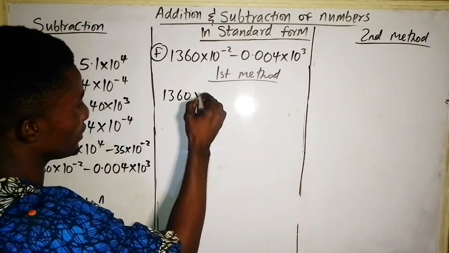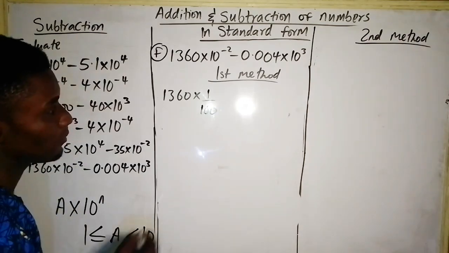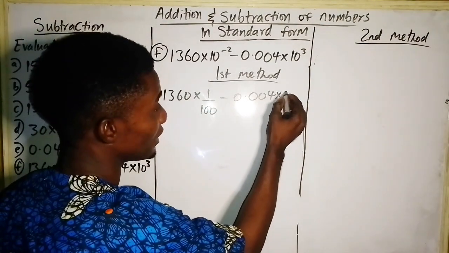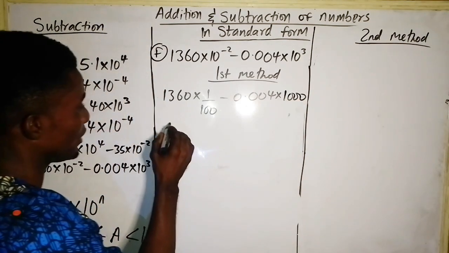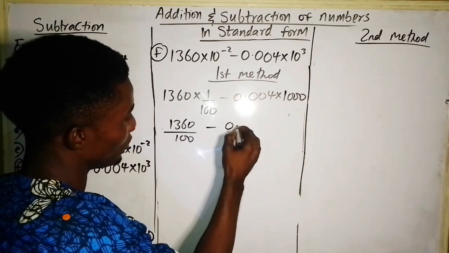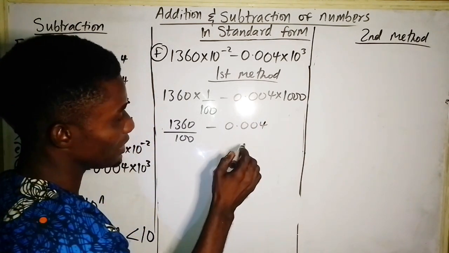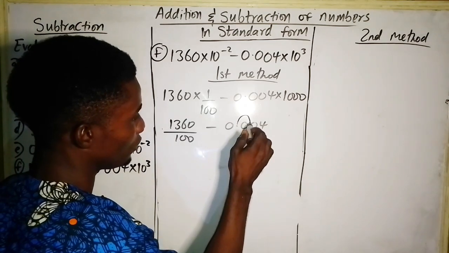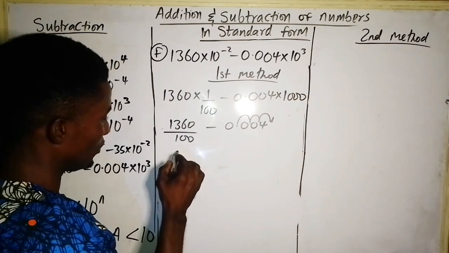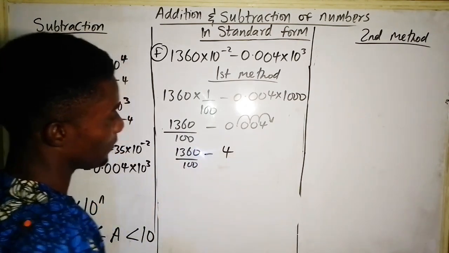We have 1360 times 10 raised to power minus 2, which can be expressed as 1 over 100, minus 0.004 times 10 raised to power 3, that is 1000. So we have 1360 divided by 100 minus 0.004 times 1000. If we multiply this by 1000, we move the decimal point 1, 2, 3 places. This will give us 4. Therefore, we're going to be having 1360 divided by 100 minus 4.